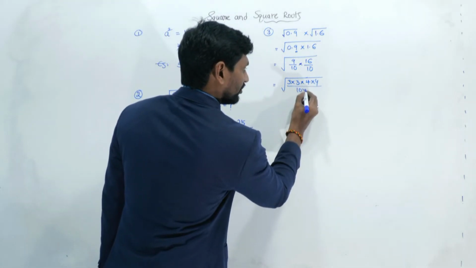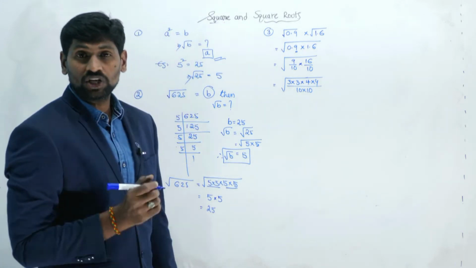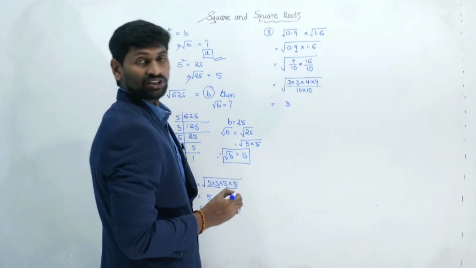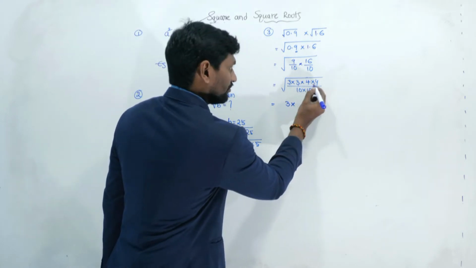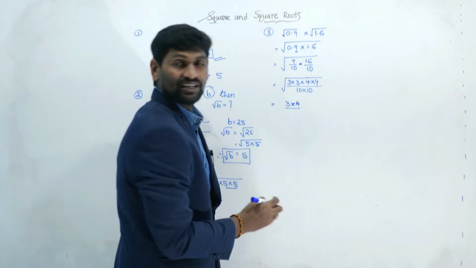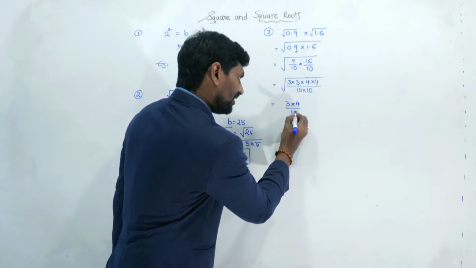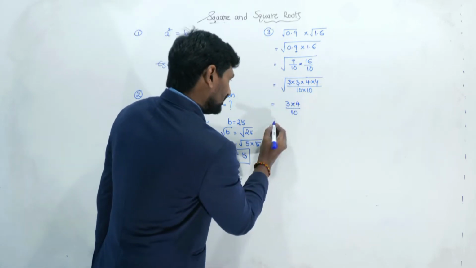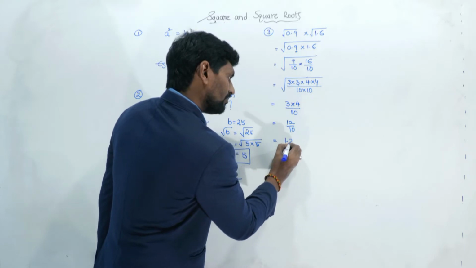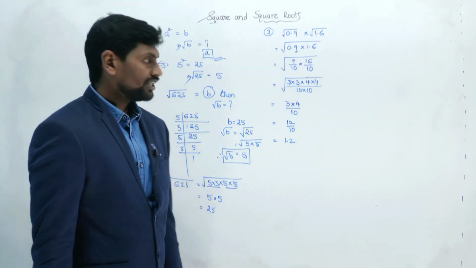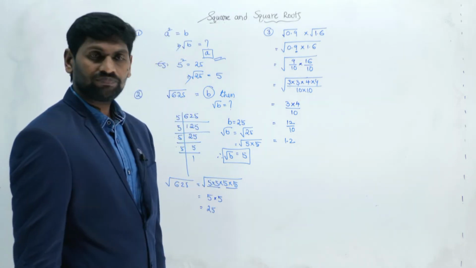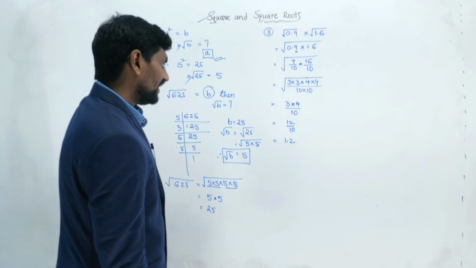The denominator is 10 into 10. According to the square root concept, from these two 3s, one 3 will come without the root, from these two 4s, one 4 will come without the root, and from these two 10s, one 10 will come without the root. That is 3 into 4, 12, by 10. Converting into decimals, 12 by 10 is 1.2. That is the answer.